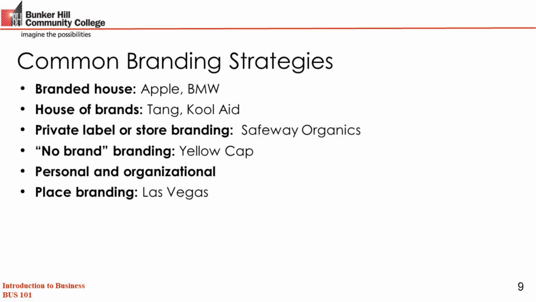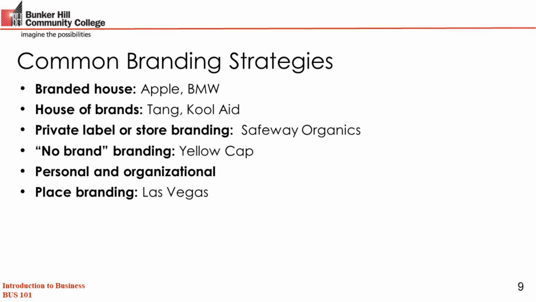Branding strategies, just read through these. You talk about a branded house. You got Apple, BMW. They are what they are. They're their own thing. You can have a house of brands where you have one company that makes multiple products that are potentially similar, like Tang and Kool-Aid. You'd be selling them to probably two different groups of people, but they're very similar.